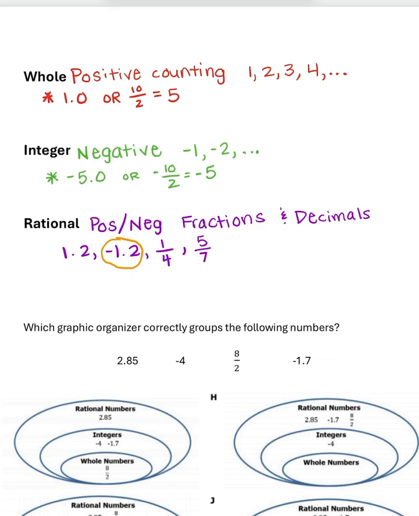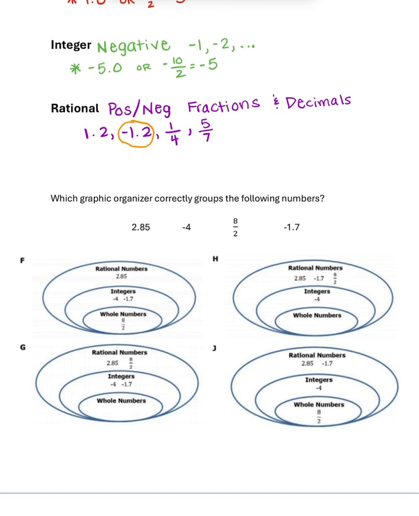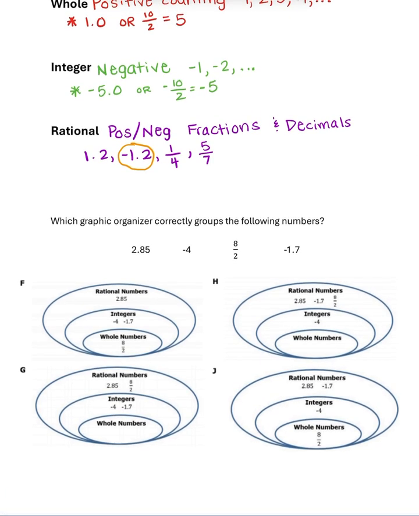So let's use those strategies and let's go down here and look at this question. So it says, which graphic organizer correctly groups the following numbers? So let's go ahead and label. 2.85. So if it has a decimal, it is automatically a rational. So that's going to go in my rational circle. So I can check, is that in my rational circle in all of my answer choices? Yes, it is. So that one is good to go.